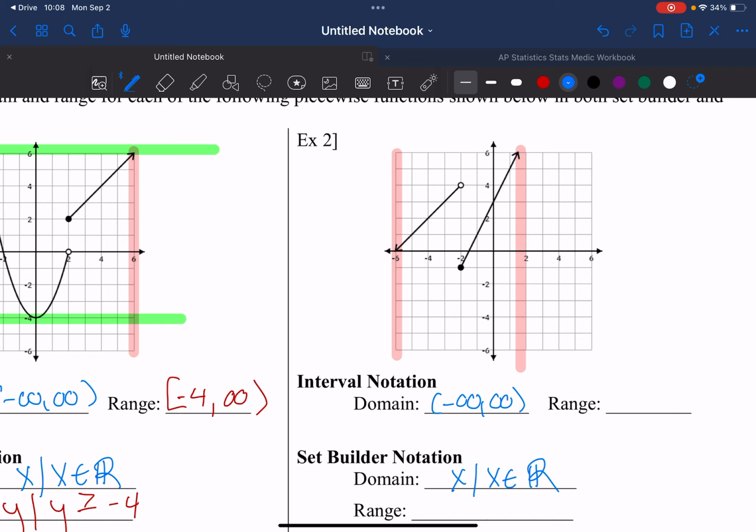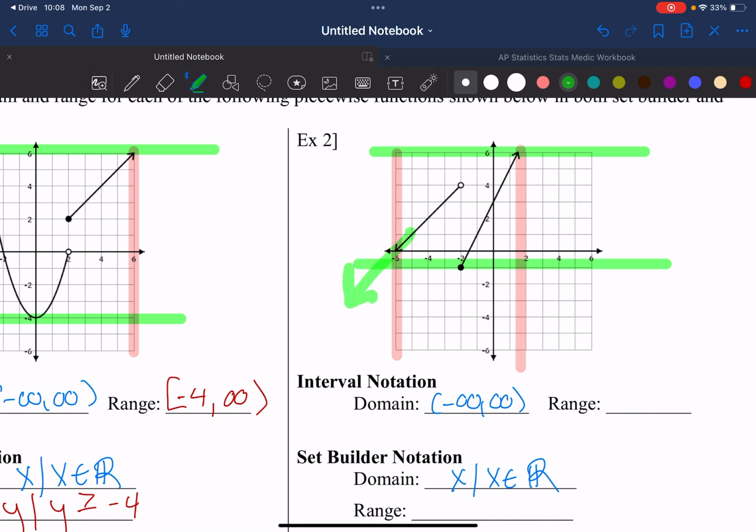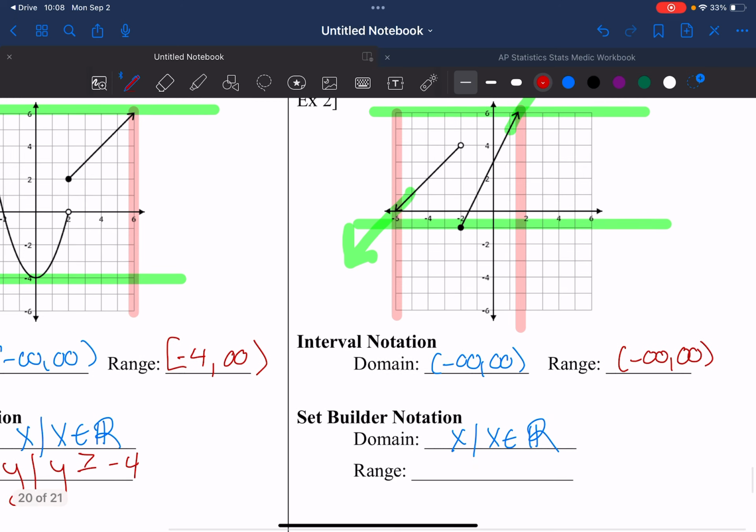Now looking at the range, we have the bottom to the top. Some of you might think that this stops right here at negative 1. But since we have this arrow, it's going to keep going past that in both directions. So again, our range is going to match our domain, negative infinity to positive infinity. And we would write that as y such that y belongs to the real numbers.